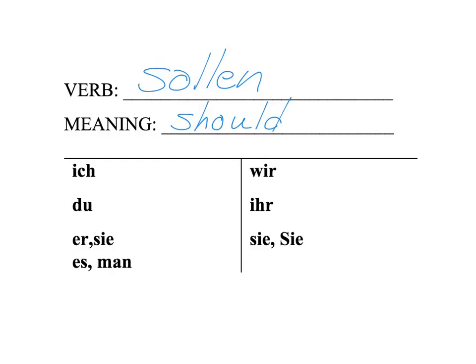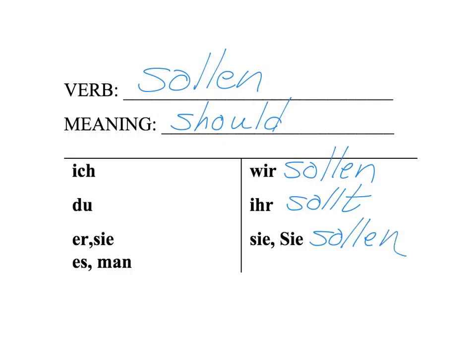Let's do the right side first. So wir, what? Wir sollen. Ihr sollt. And sie sollen. The left side is pretty close to normal. Okay, so there's not a weird vowel change or anything like that. All it is is soll. Okay? Everybody try that. Ich soll.